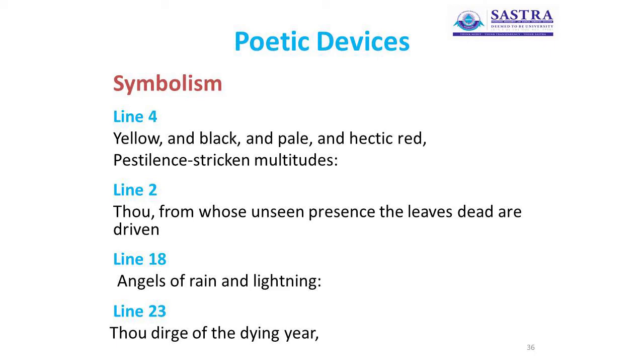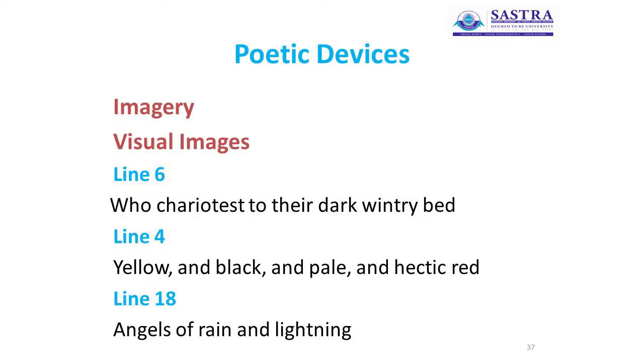Now, let me next take instances of imagery in the poem. Now, what is imagery? You take an object and you describe it in such a way that the reader can actually see it in his own mind's eye. Now, the first image I can see in this poem is "a dark wintry bed." So, you have these adjectives here, dark and wintry, for the bed which is the land. So, this is an image you can see.